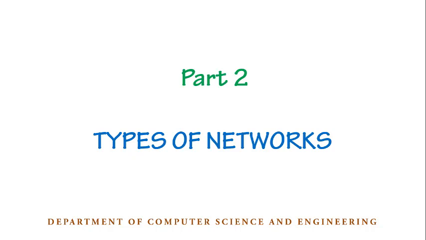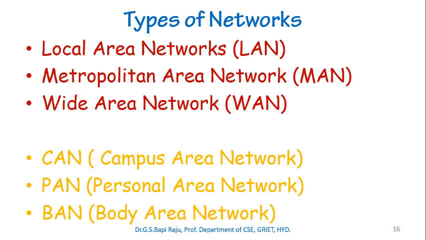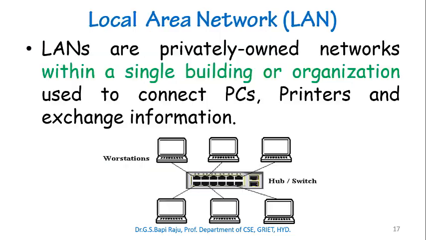Now, part 2, types of networks. There are various types of networks, and the most popular ones are local area networks, LAN, metropolitan area networks, MAN, and wide area networks, WAN. Apart from this, you have many other networks like campus area networks and personal area networks. Particularly Bluetooth comes under personal area networks, and you have body area networks, and so on. We deal with the first three important network types.